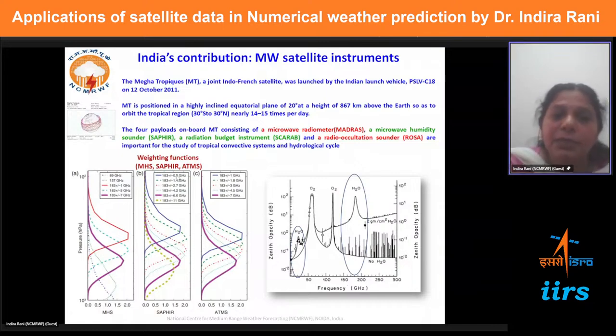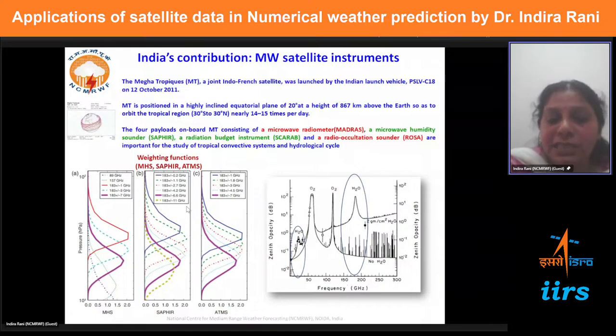And if you see the weighting functions, as we explained in the previous slides, Saphir is in the 183 gigahertz region. So we have similar channels in the 183 gigahertz region in MHS and ATMS also. These are the weighting functions of three instruments, the MHS, Saphir, and ATMS. And what is the uniqueness of Saphir is the lowest peaking channel of Saphir, that is the 183 plus or minus 11 gigahertz. That was not present either in MHS nor in ATMS.